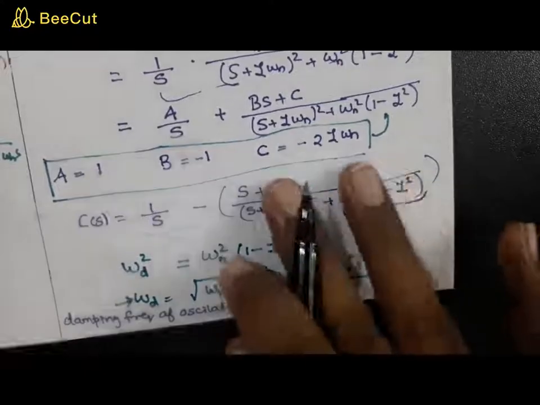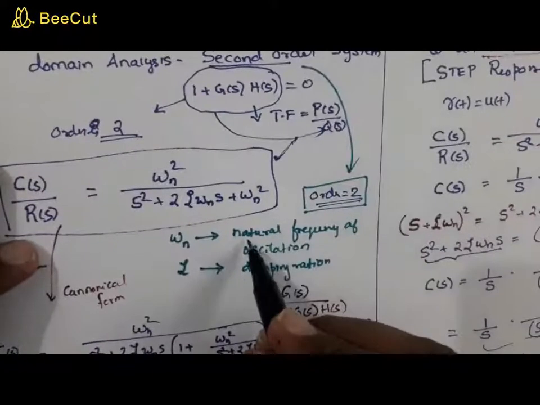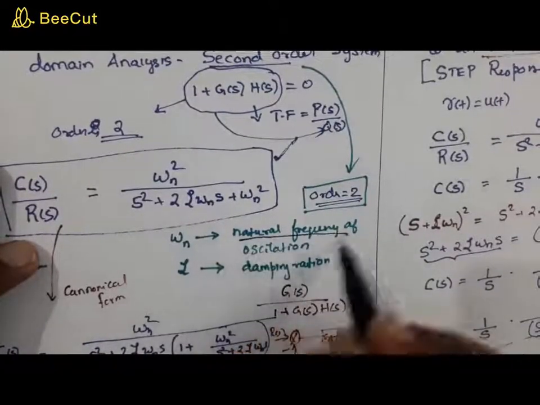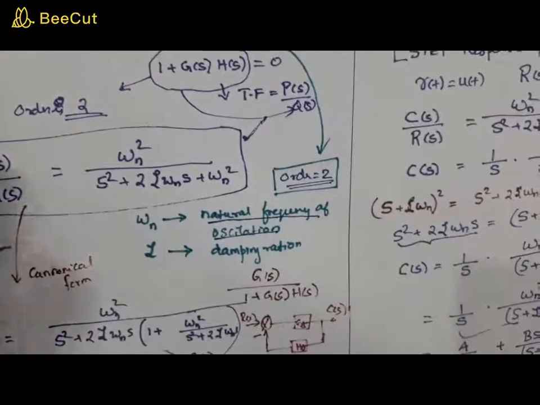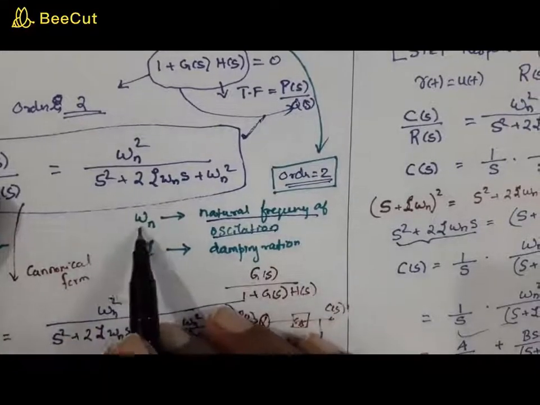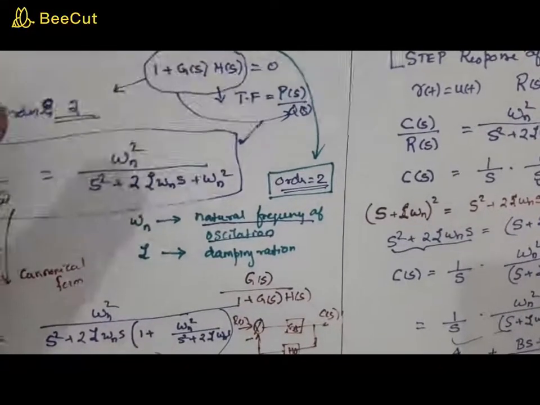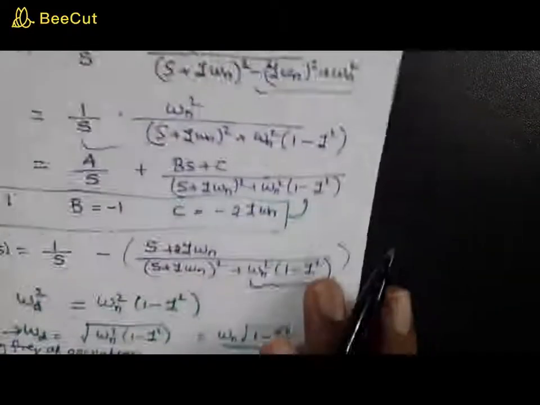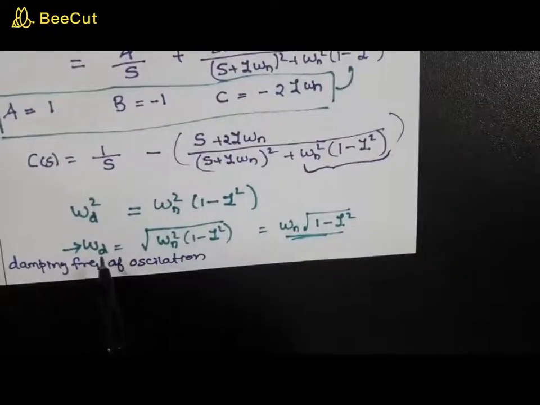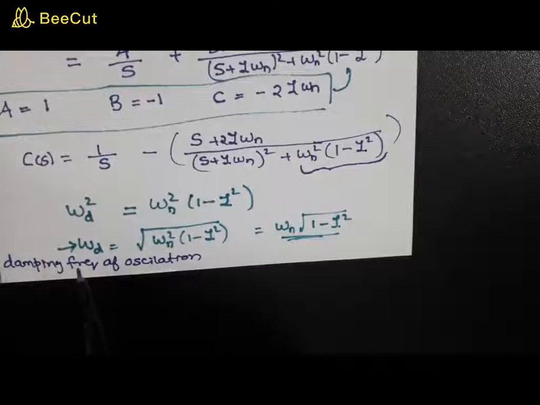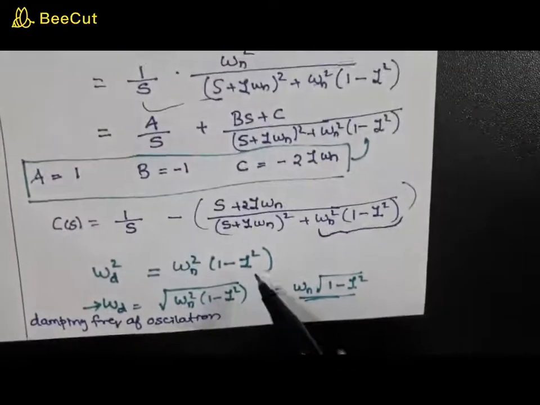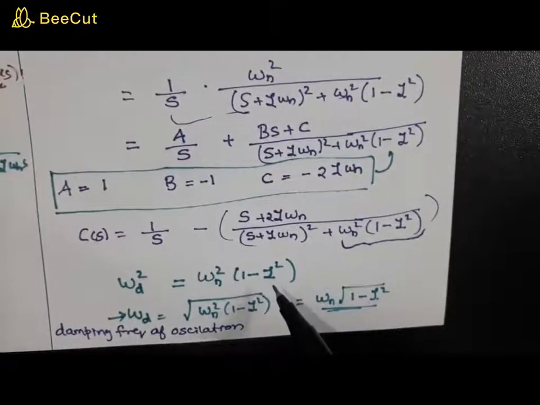What is this omega n? Omega n was called the natural frequency of oscillation. This is the way in which the system oscillates naturally, if there is a sustained oscillation. And this damped frequency is again a characteristic of the system, and that depends on this damping ratio theta.